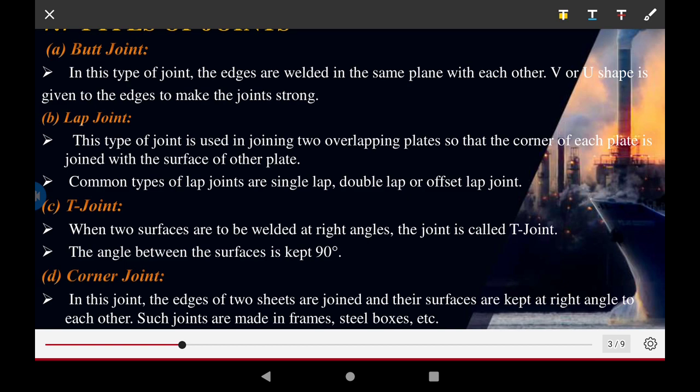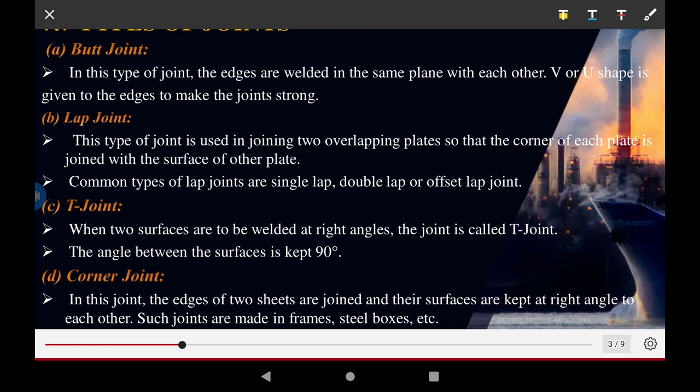The angle between the surfaces is 90 degrees. One rod is used and the second rod is placed against it. This angle is 90 degrees, and the 90 degree angle is a right angle.